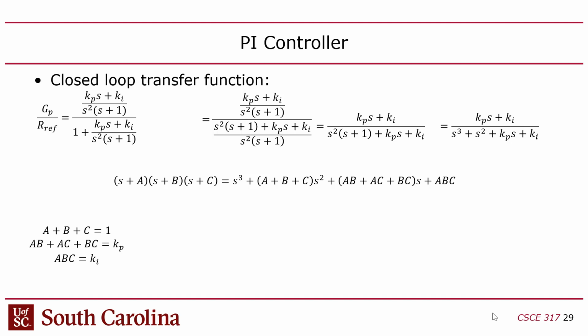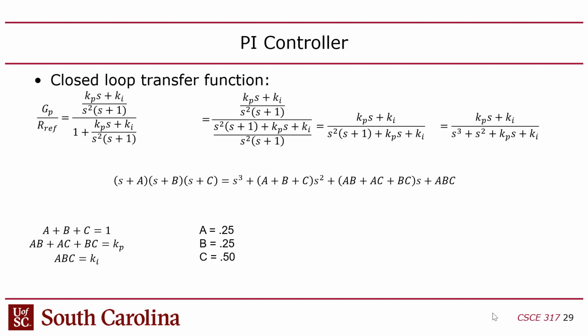So now I have 3 equations and 3 unknowns. The idea is if I can solve this, if I can find values that will work here, then I can also come up with values for Kp and Ki.